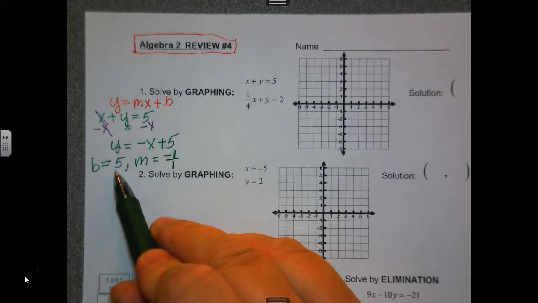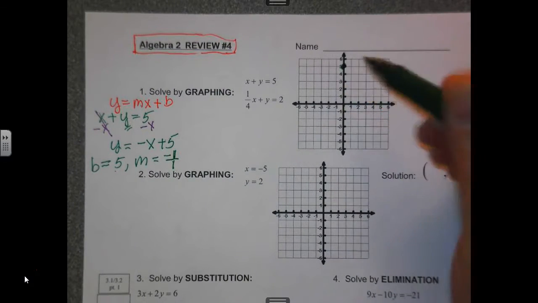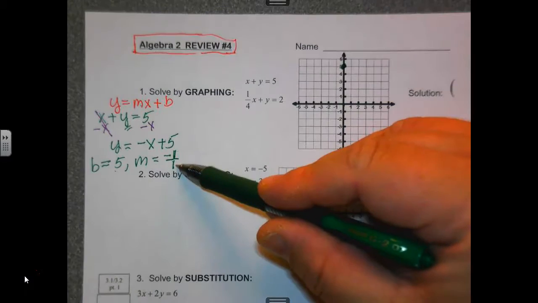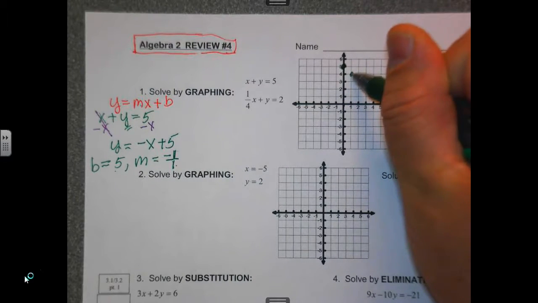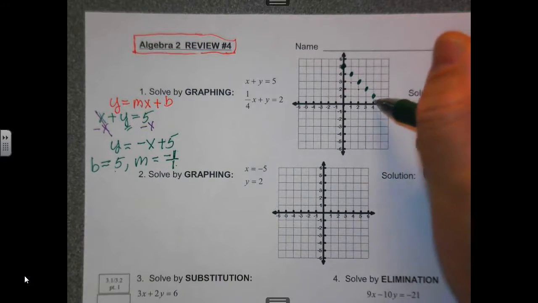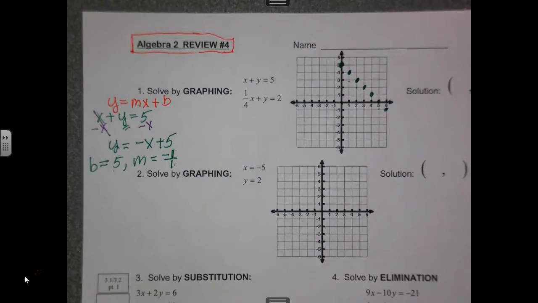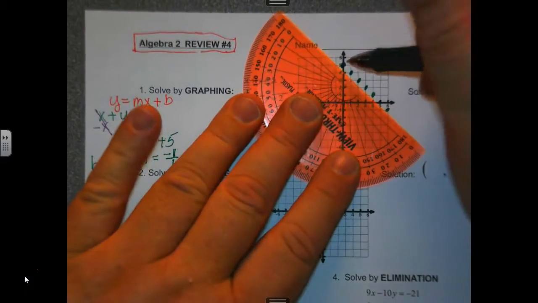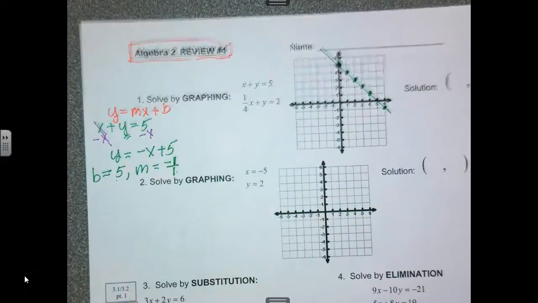It crosses my y-axis at 5. 1, 2, 3, 4. Here's 5. I'm going to go down 1 to the right 1, or I can go up 1 to the left 1. I don't care. I'm going to go down 1 to the right 1. In fact, I'm going to put a whole mess of dots in here. Down 1, right 1, and so on. And if you want, draw yourself a nice pretty line. The only way I can do that is with a straight edge. There's my nice, straight, pretty line.